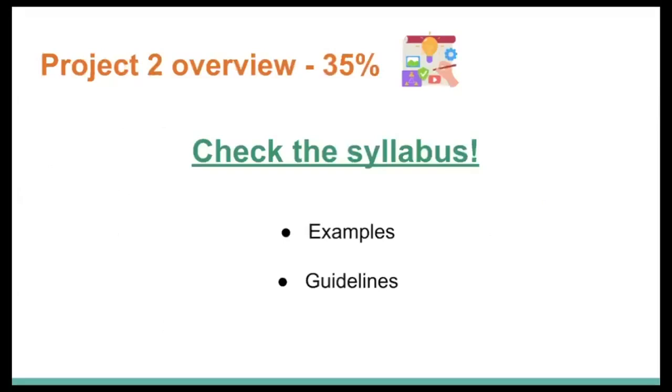Project 2 is worth 35% of your final grade, so check the syllabus. There are lots of guidelines and information there, such as explanations on the original paper, Mannex's thesis, the type of analysis used, how the single question design works, and examples from previous years. Most importantly, there are guidelines on how to do this task. So please check the syllabus.